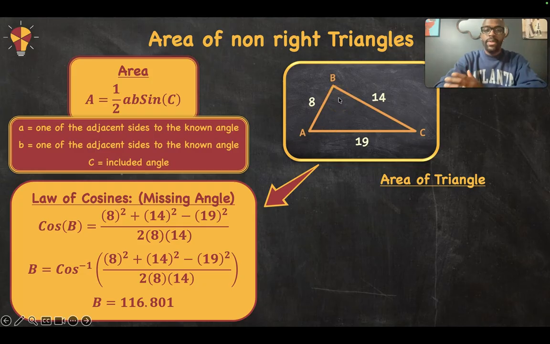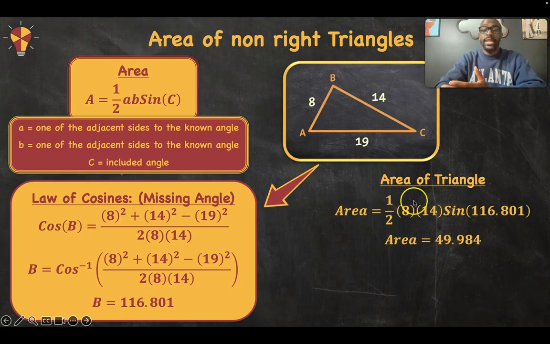That's still enough information to find the area of the triangle. Our A and B are 8 and 14, and now our included angle is 116.801. And you should get the exact same answer. And you can kind of see where we're going now.